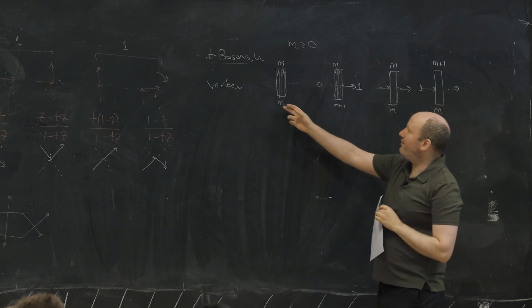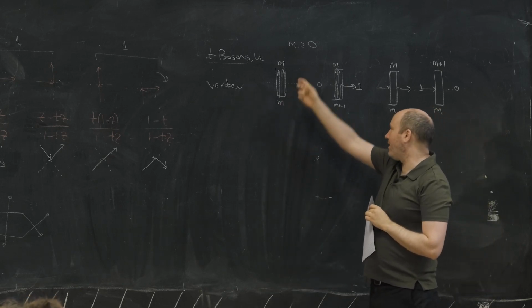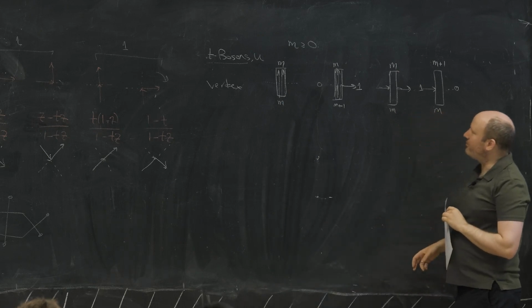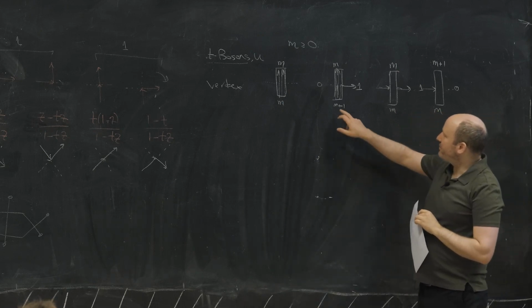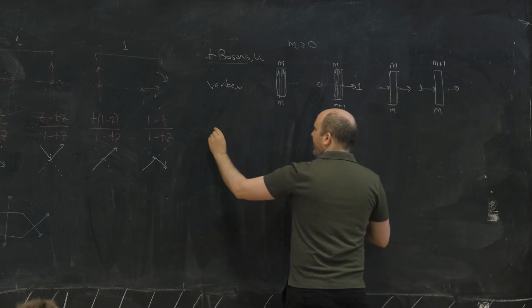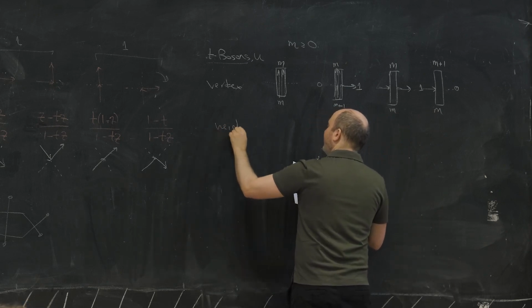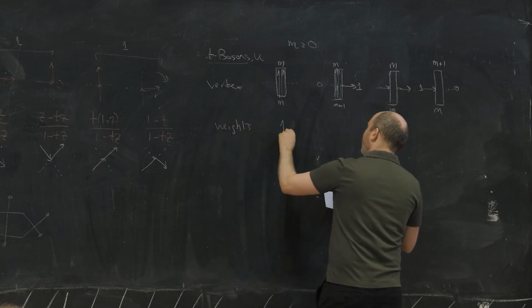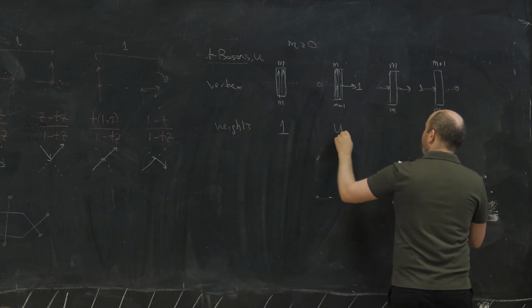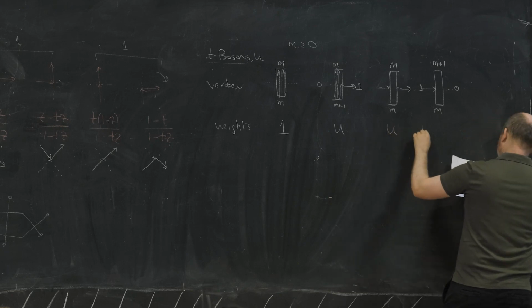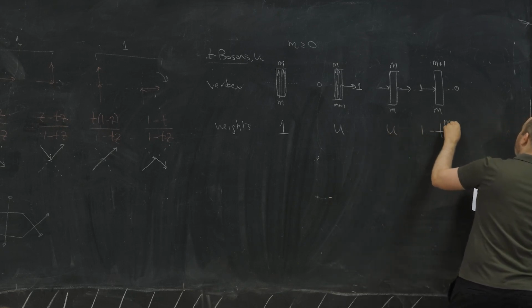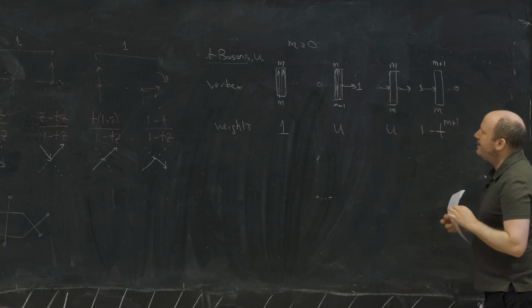Okay, so I need to have at least 0 arrows. I can't have negative numbers of arrows. So these are the types of vertices, and then the weights are very simple. The weight of this one is 1. This is u. This is u. This is 1 minus t to the m plus 1. Okay.